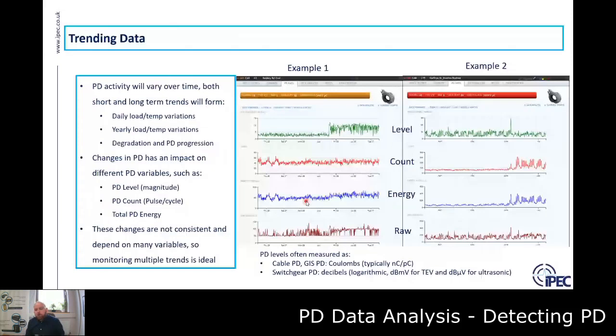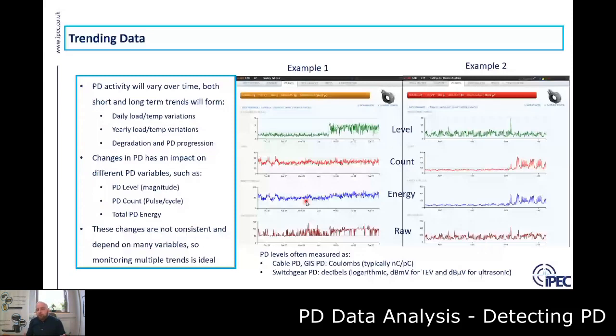Okay, so the next thing I'm going to look at is trending of data. Assuming we can get rid of the noise, we can now measure the PD. And when we're measuring the real PD activity, what we want to do most likely is trend that data over time. Now, trending of PD activity is very critical. And the reason is that PD can vary. It can vary daily, yearly, and obviously as the asset degrades or the PD progresses in its life. So just doing a single measurement point of PD is relatively useless, and it's much more useful to test for PD and then come back and test in future.